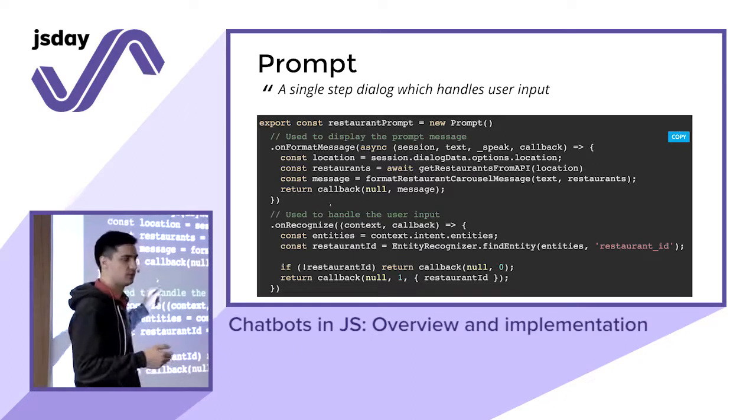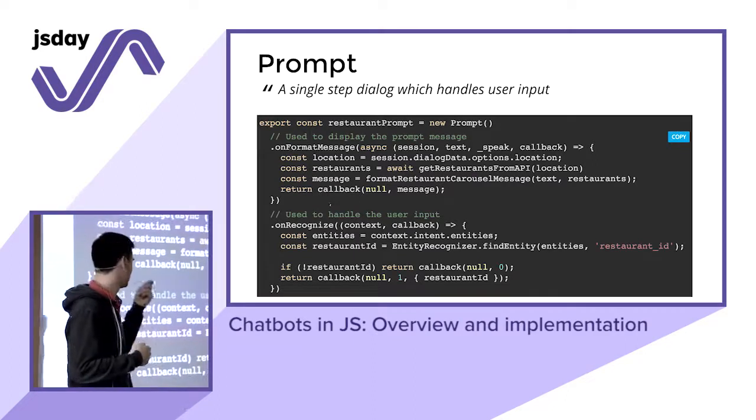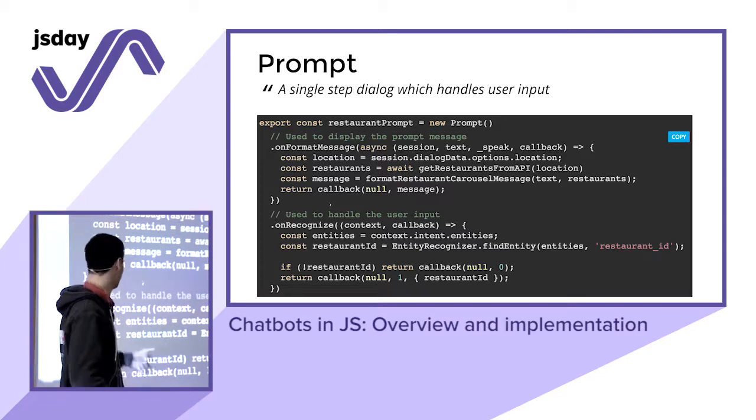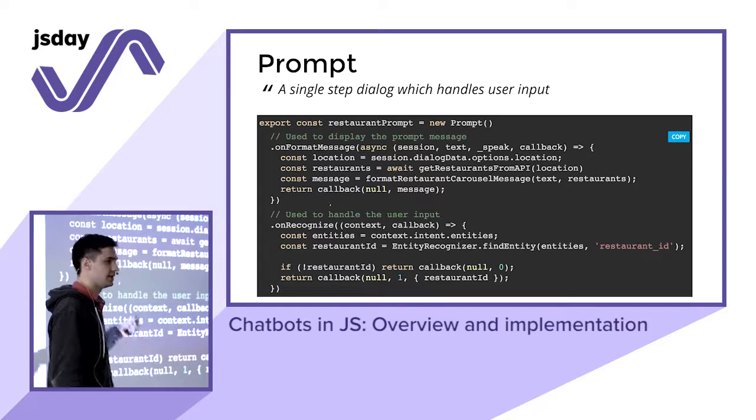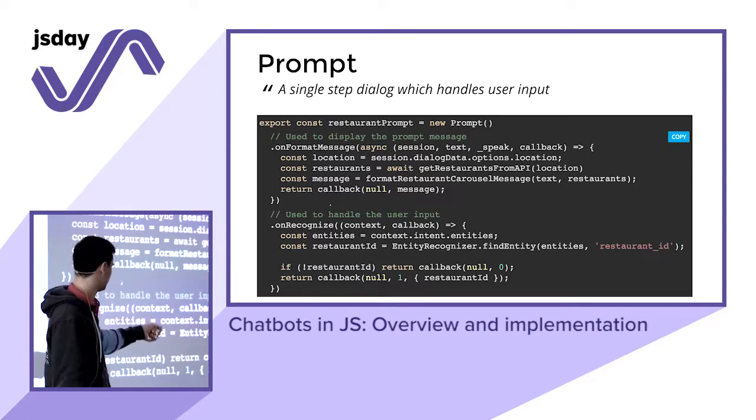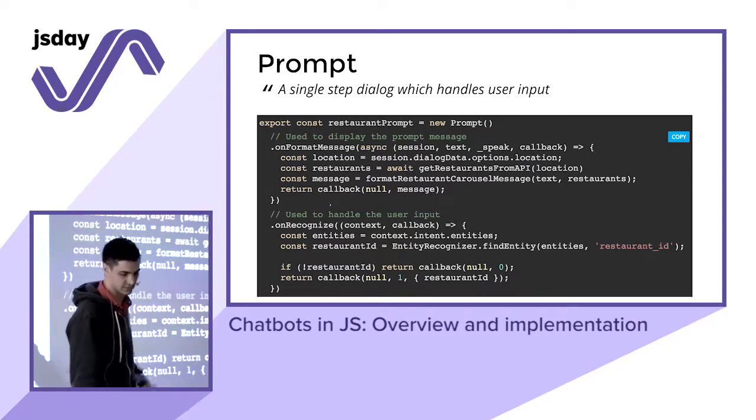What will happen is that the user will be prompted the question again. Now, if we found a restaurant ID, we will give it as a result of the prompt with a 1 confidence.